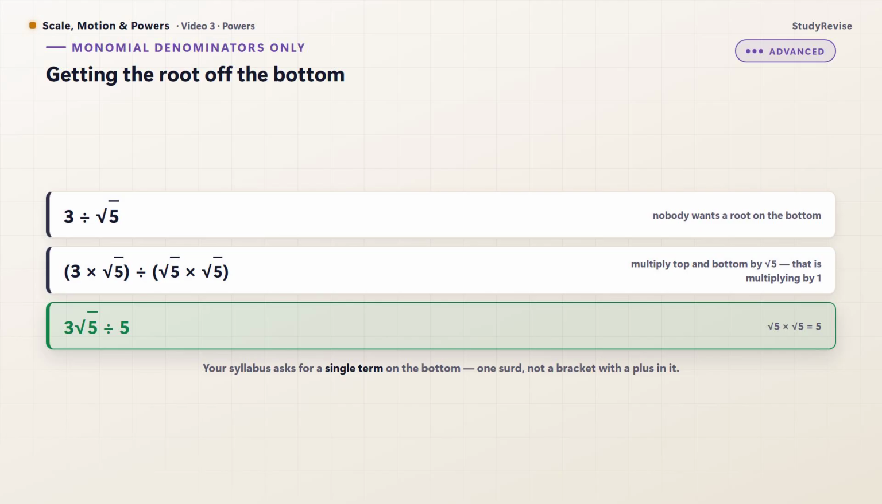3 over root 5. Multiply top and bottom by root 5. The top becomes 3 root 5. The bottom becomes root 5 times root 5, which is just 5. 3 root 5 over 5. The root has moved to the top and the value has not changed because you multiplied by root 5 over root 5, which is 1.